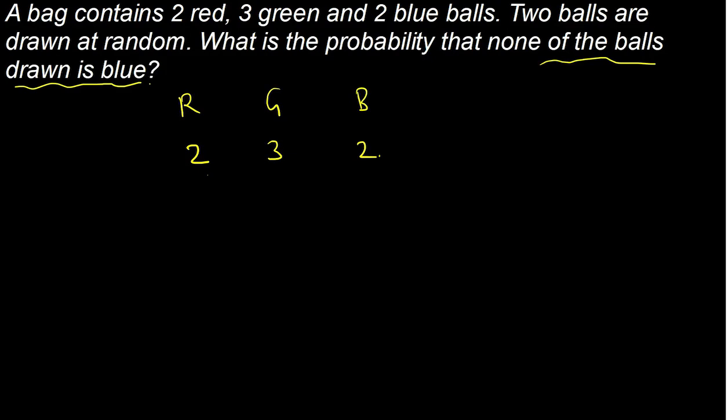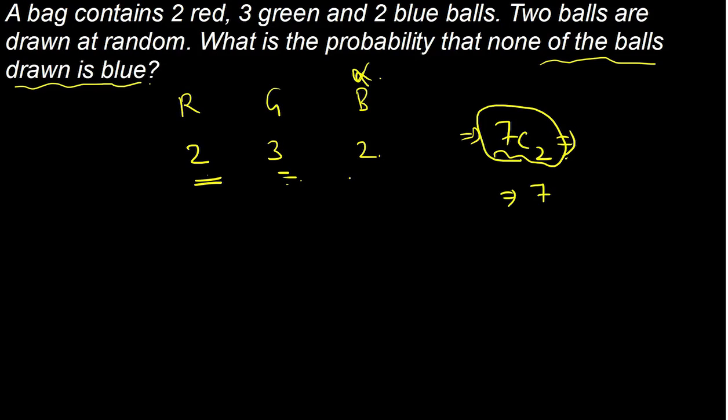Okay, so none of the drawn balls should be blue. So what is the total case? और कितनी balls में से आप निकाल सकते हो? So 2, 3, 5. 5 plus 2 is what? 7. So out of these 7 balls आपको 2 balls pick करना है. तो how to find out 7C2? Okay. So what is 7C2?